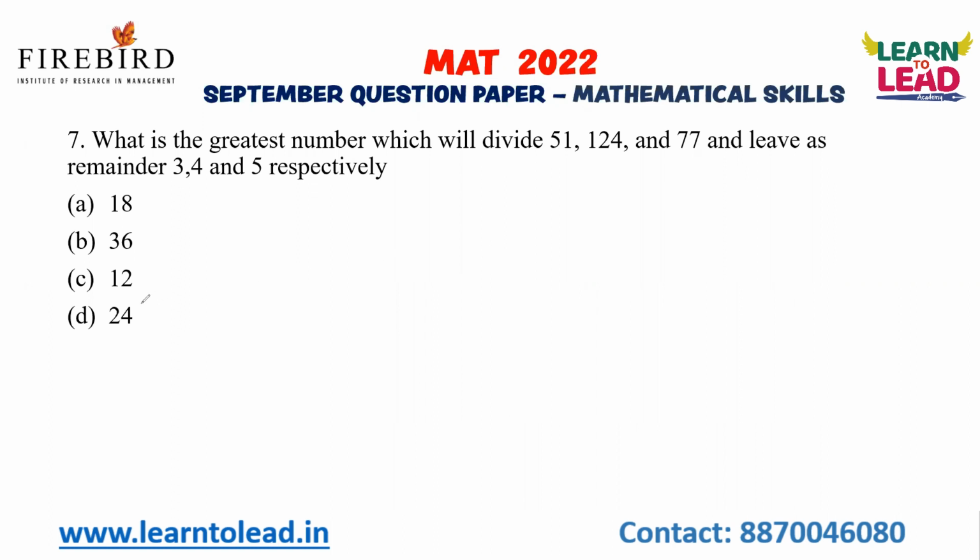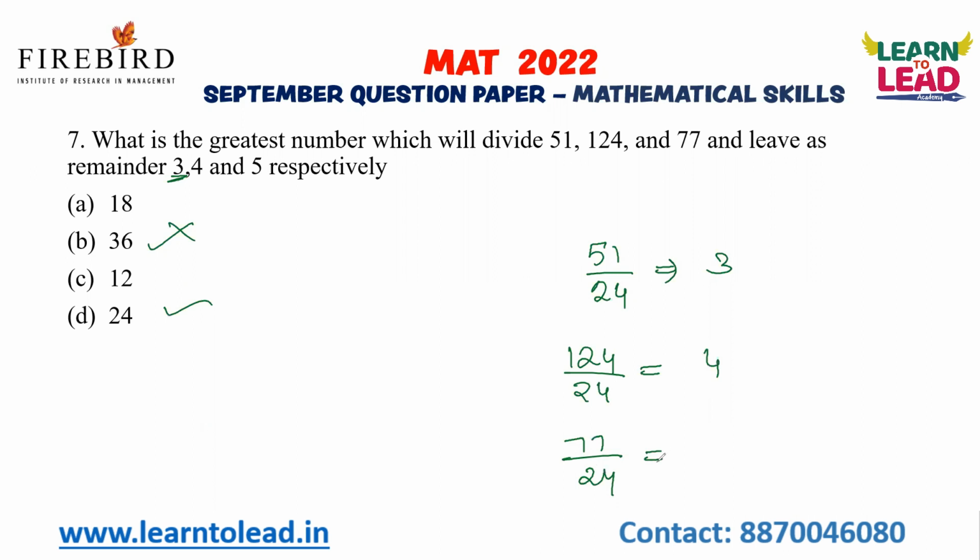So, I'll check with 36. If I divide 51 by 36, 2 times 36 is 72, so 3 cannot be my remainder. So I'll drop this 36 option. If I go with 24, 51 by 24, 2 times 24 is 48 and the remainder is 3. And 124 by 24, 5 times 24 is 120, remainder is 4. And 77 by 24, 3 times 24 is 72 and the remainder is 5. So option D is your answer for this question. Within 20 to 30 seconds, you can solve this question.